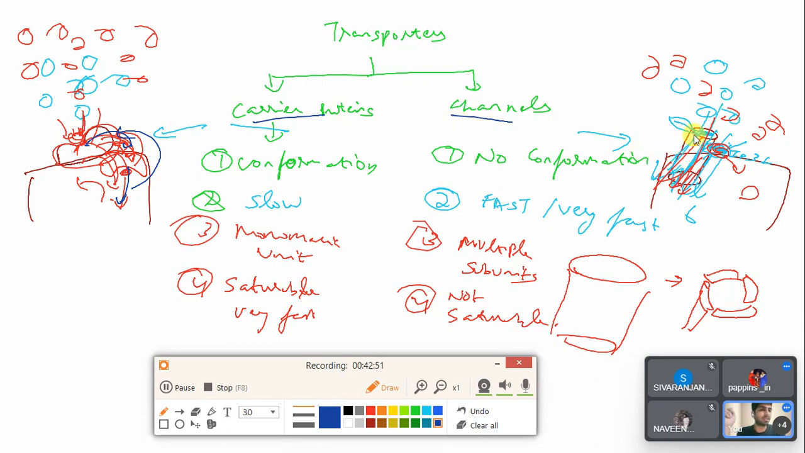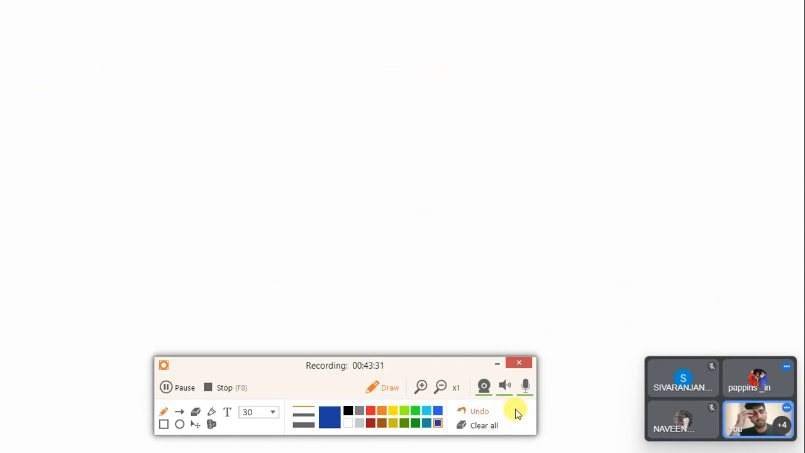While in channels, it does not. It's basically a canal type of thing. Once it gets activated, all the things will move in. The carrier process is quite slow because it has to do a lot of work, while the channel process is immensely fast. Third, carriers are monomeric units, while channels have multiple subunits, and different channels will have different subunits. Fourth, carriers saturate fast because of the conformation changes and energy utilization, while channels do not. So this was about the transporters.